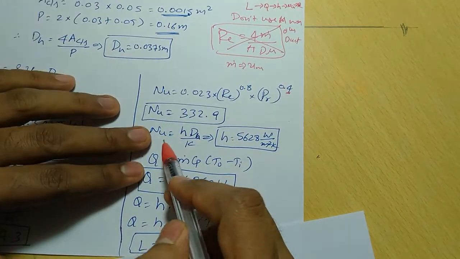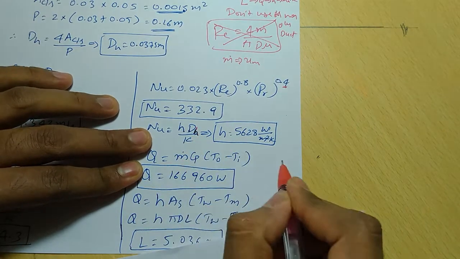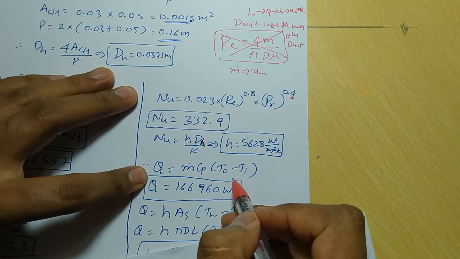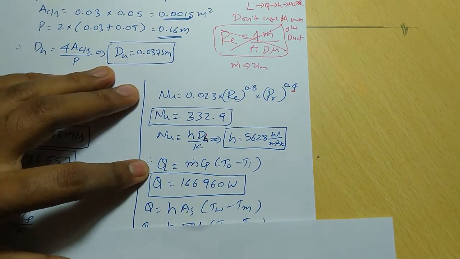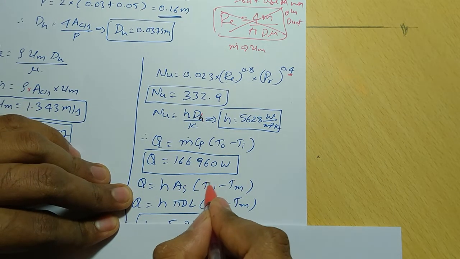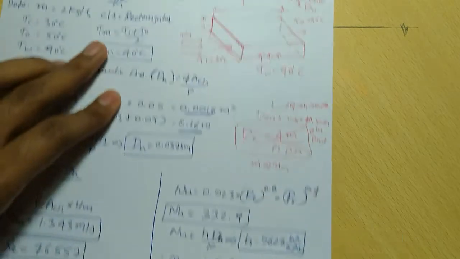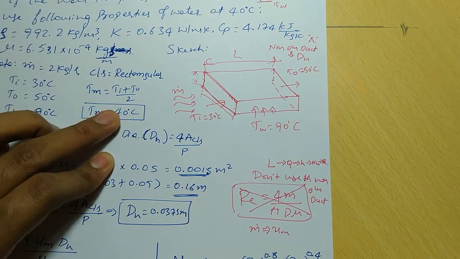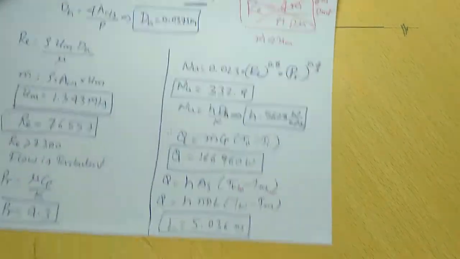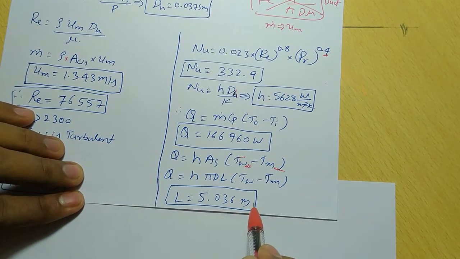And the next is the h. Find the same thing. Here this is the hydraulic diameter, dh, which is 0.0375. Find out the h value. After finding out the h value, once again Q is equal to h A s into T wall minus T mean. T mean is what? Ti plus T naught divided by 2. That is 30 plus 50 divided by 2, which is 40 degrees centigrade. Once again substitute here, and you will obtain the L value.